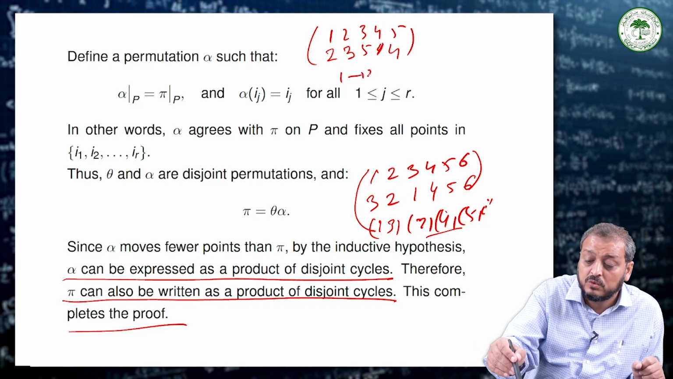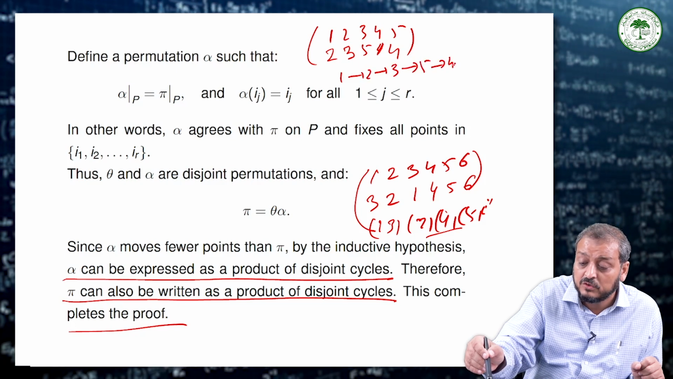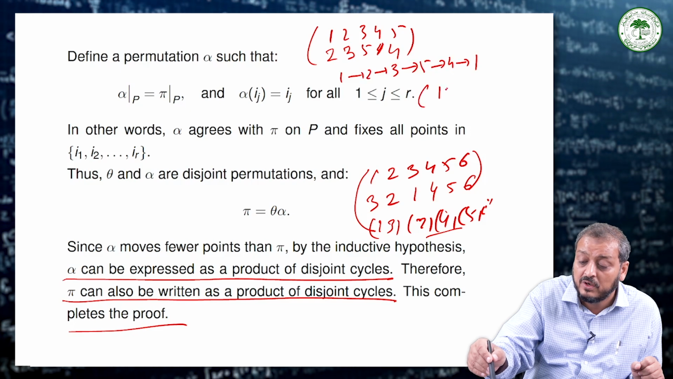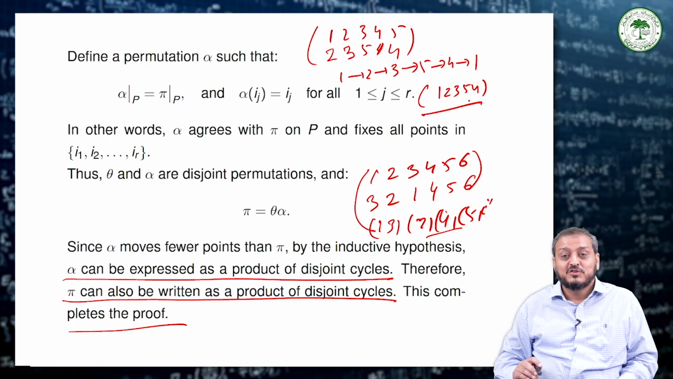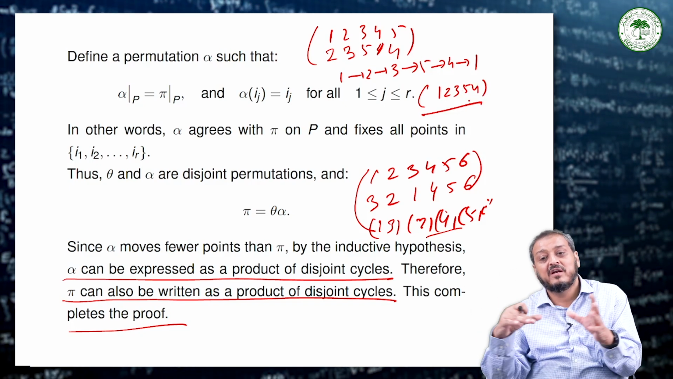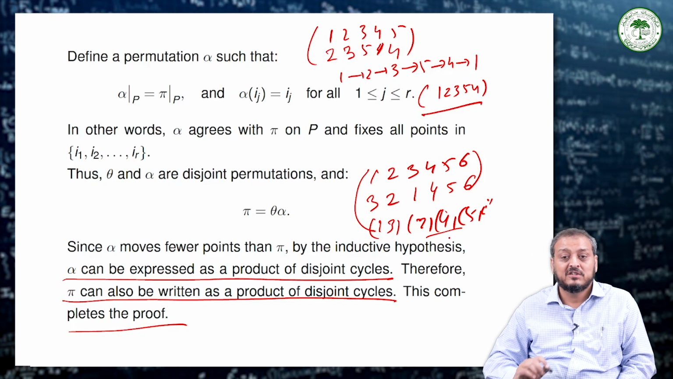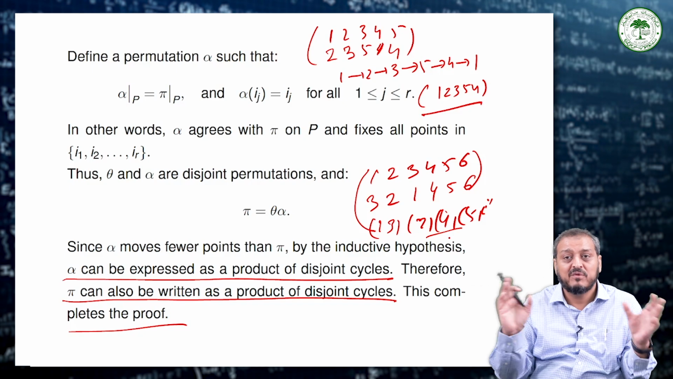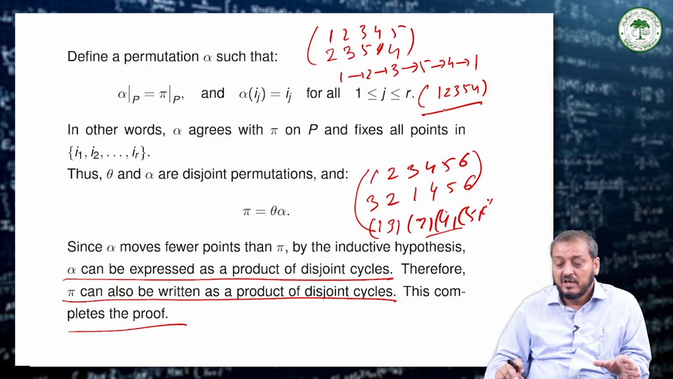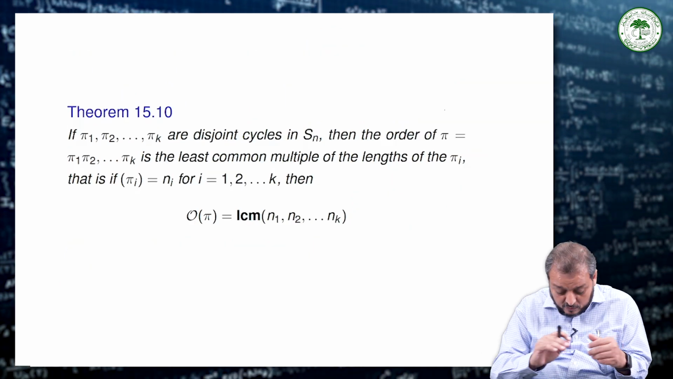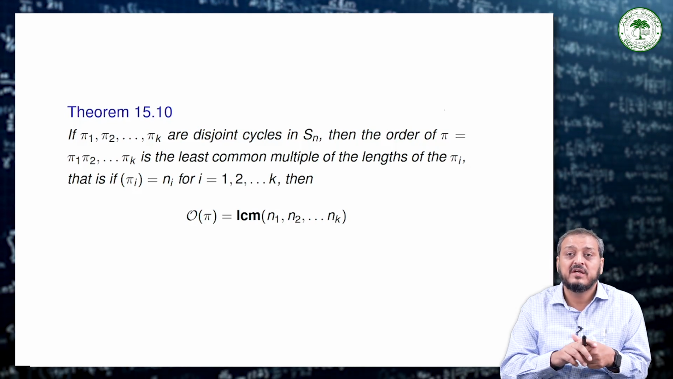So, 1 goes to 2, 2 goes to 3, 3 goes to 5, 5 goes to 4, 4 goes to 1. So, we have 1, 2, 3, 5, 4 as a complete cycle. Any permutation can be written either in cycle form or as a product of disjoint cycles. This theorem is saying that any permutation either can be written as a cycle or as disjoint cycles.